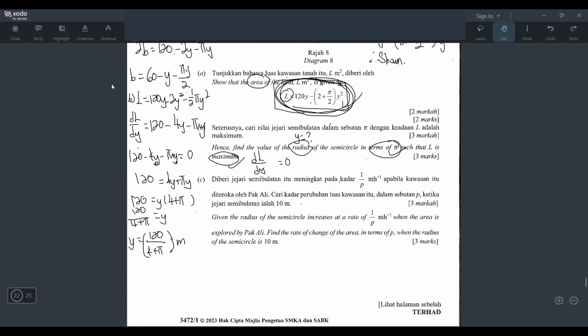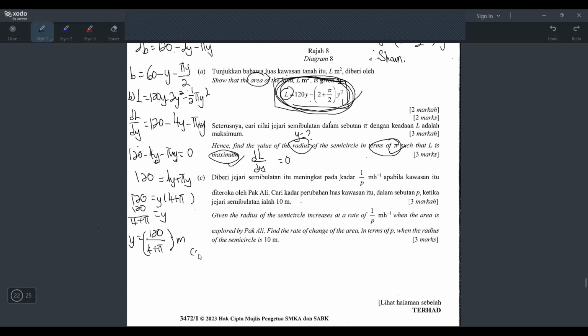Now we do C. What question is this? Given the radius, which means y, of the semicircle increases at the rate. The moment you see the word rate, that's when you will realize that this is a rate of change question. And whenever you see rate, it means over time. So if I say rate of radius, it means dr over dt. So rate must be over dt. But for radius, they use the alphabet y, right? So we should write dy over dt equals 1 over pi, all right?